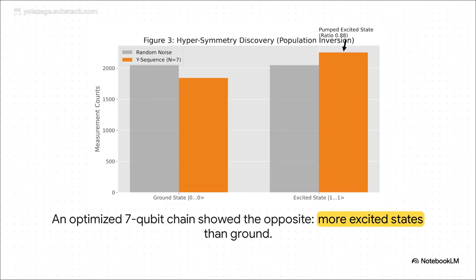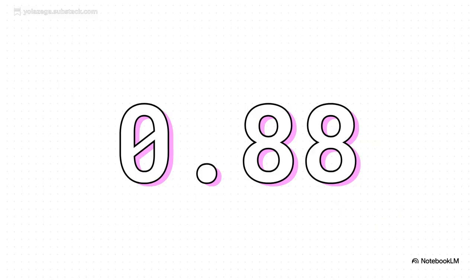Always. But look at this. Just look at the raw data. This is from a 7-qubit experiment. That orange bar on the right, that's the number of excited states. And it is clearly, undeniably higher than the gray bar, which is the ground states. The ball isn't rolling downhill. It's as if the system is actively pushing it uphill. The exact number they measured for the ratio of ground states to excited states was 0.88.